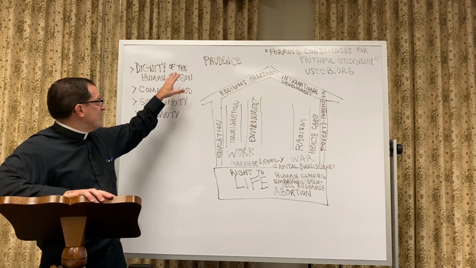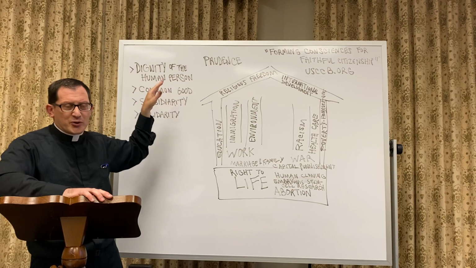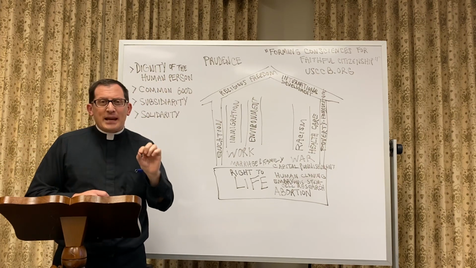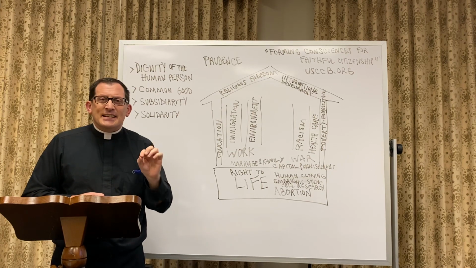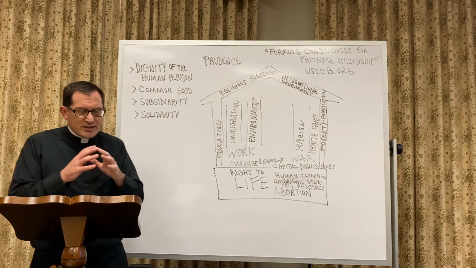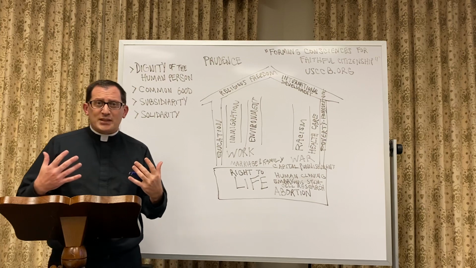So first, the first social teaching principle is the dignity of the human person. And that's basically this. Every human person is made in the image of God and has inherent dignity that can never be taken away, okay? It's so important. It's one of the central teachings of our Catholic social teaching tradition.